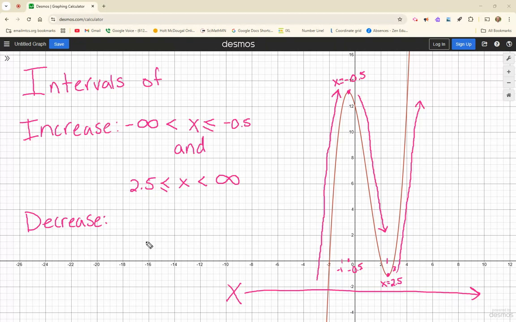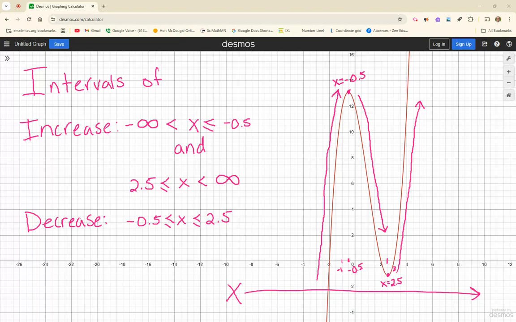To represent the interval of decrease, well, again, we just have to find those two points where this graph is decreasing from. So it starts from left to right. It starts at -0.5, less than or equal to x, which is less than or equal to right here, which is 2.5. So this is our interval where the graph is decreasing. It's decreasing or going down when x is between -0.5 and 2.5.